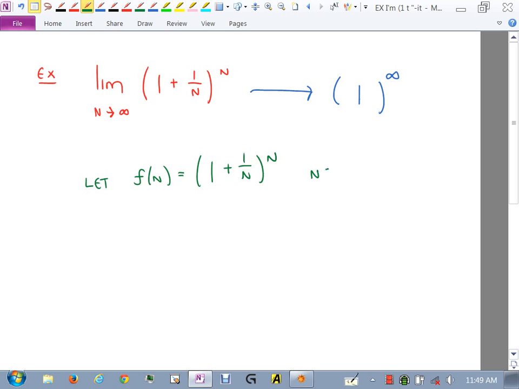Where n is a real number and n is greater than or equal to 1. I'm using greater than or equal to 1 because that's all I care about, right? Is this a nice continuous function? Except at 0. That's the only place we have a problem, right? So I can graph this and I can figure out where it's headed.